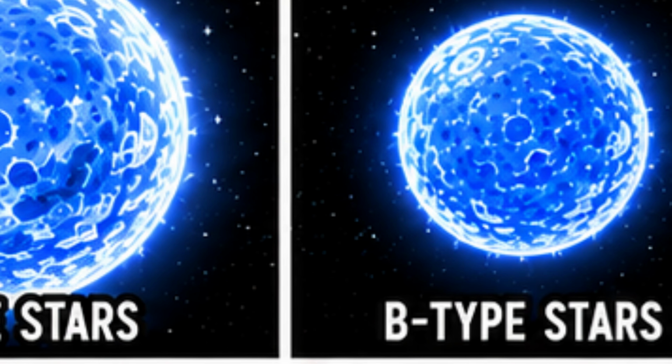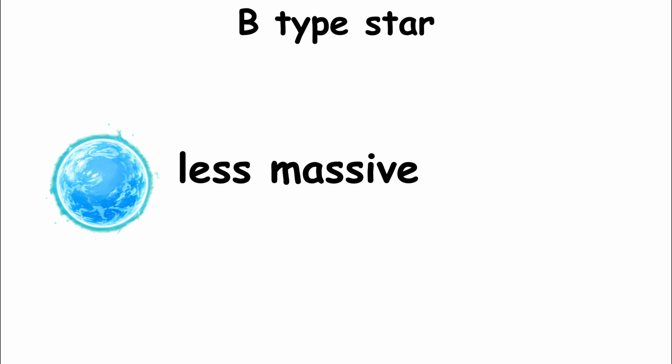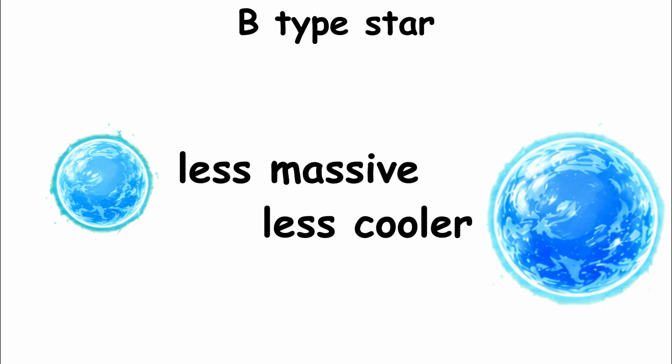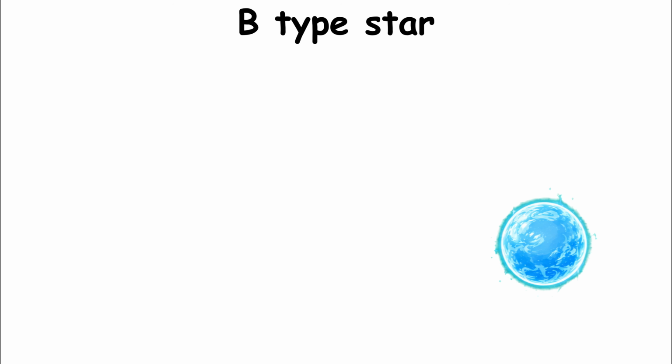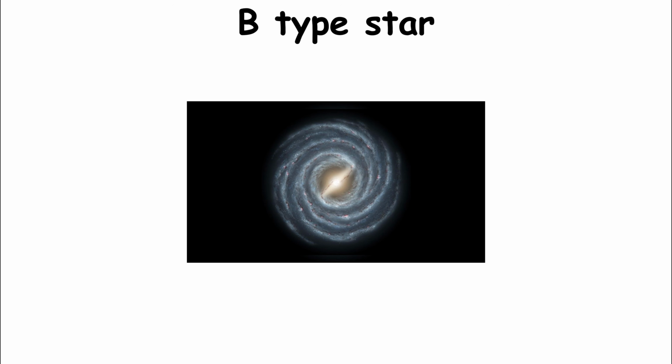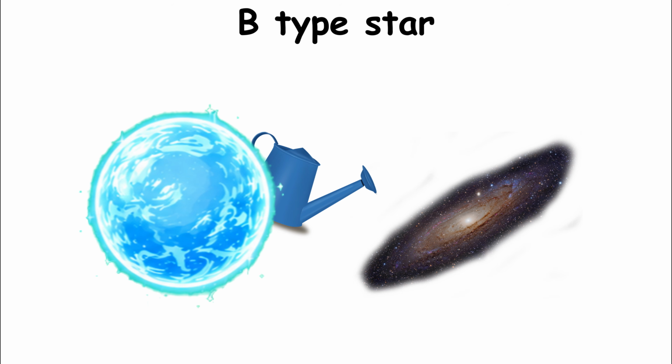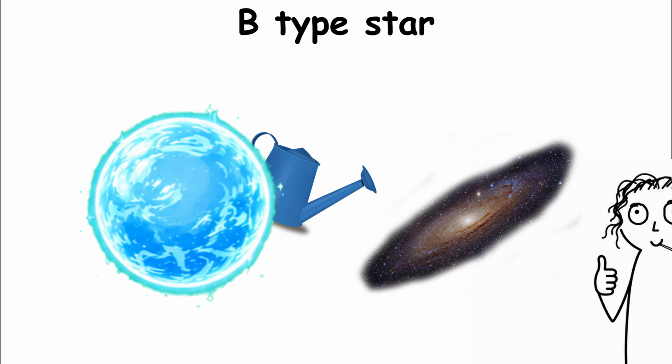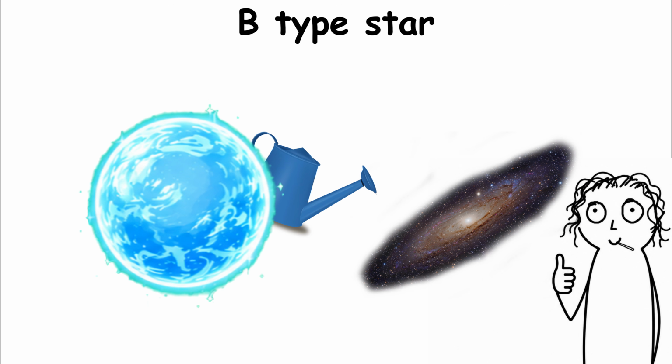B-type stars. B-type stars are slightly less massive and cooler than O-type stars, giving them a bluish-white appearance. Because they are so bright and short-lived, they never wander far from where they were born. They trace out the vibrant spiral arms of galaxies and often cluster together in groups called OB associations. They are primarily responsible for seeding our galaxy with heavier elements, which are essential for rocky planets and life.